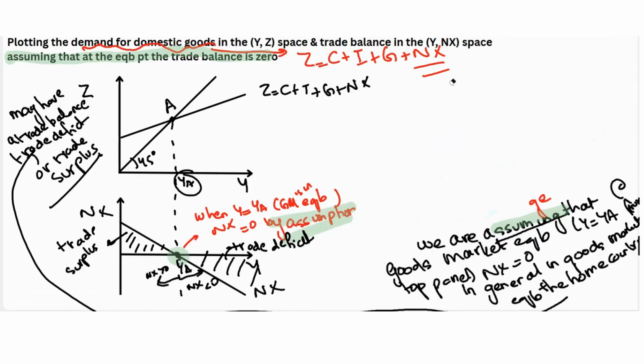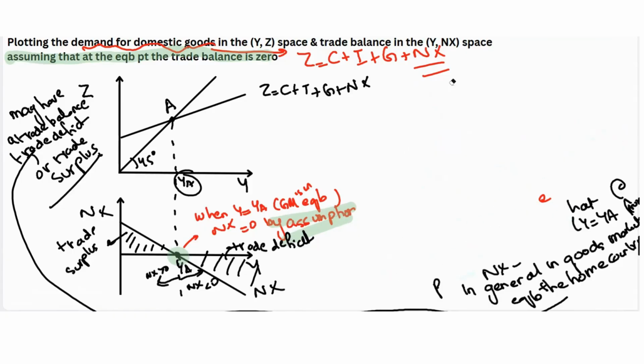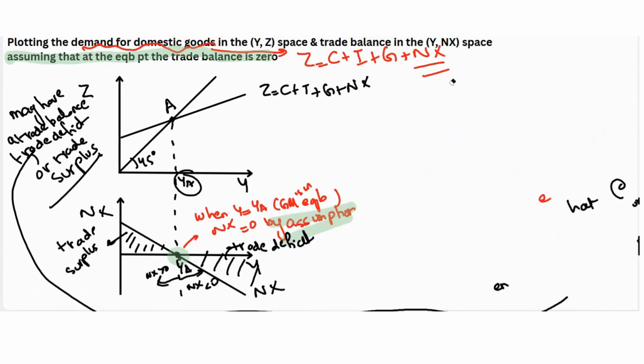We're plotting it in such a way that when the goods market is in equilibrium, net exports are 0. Again, this does not have to necessarily be the case. Now let's look at the last property for this.